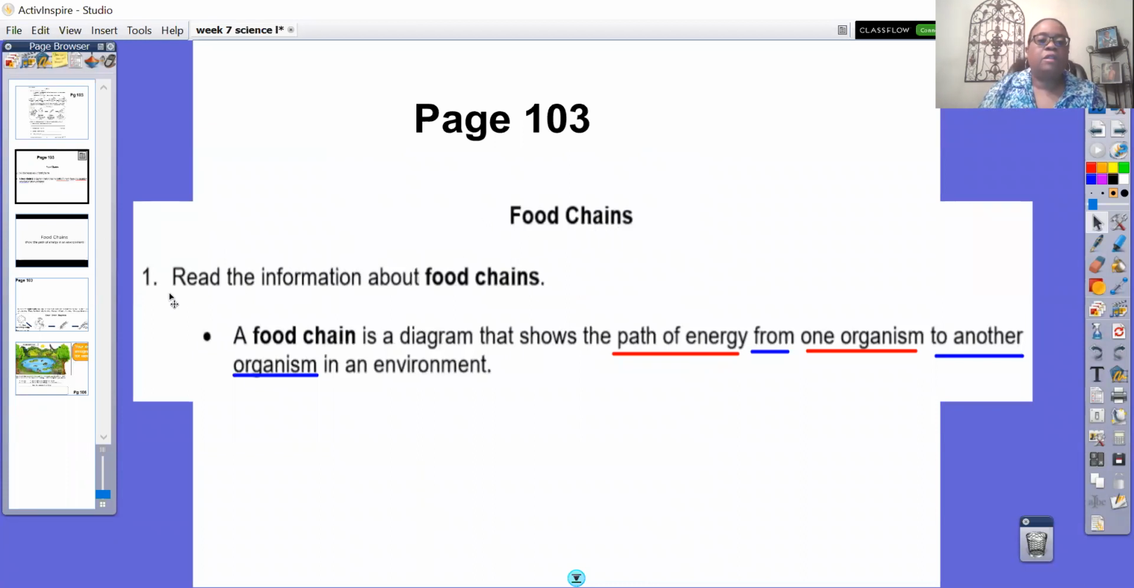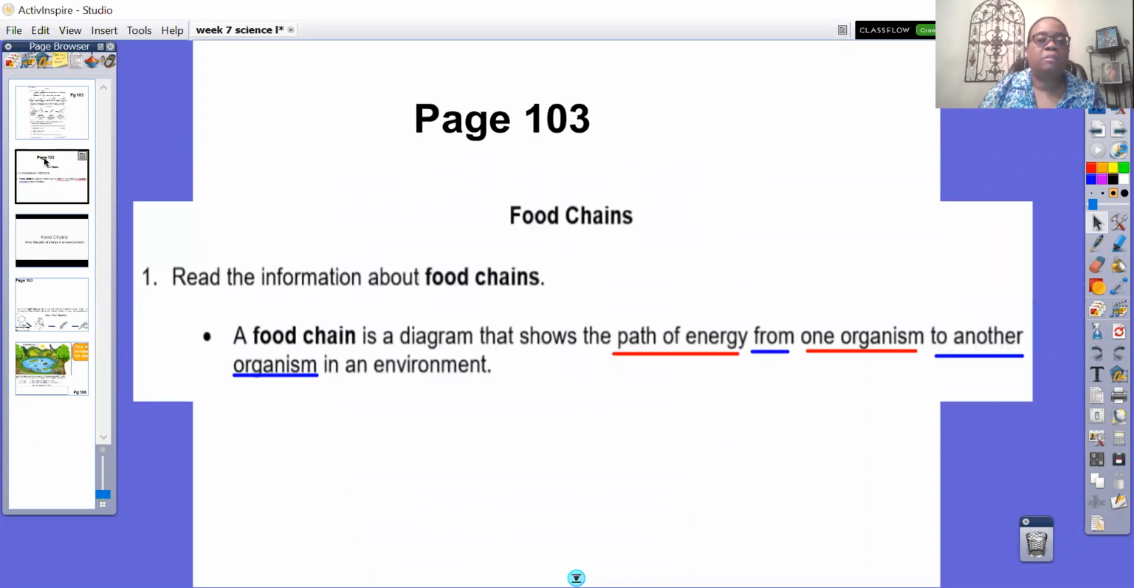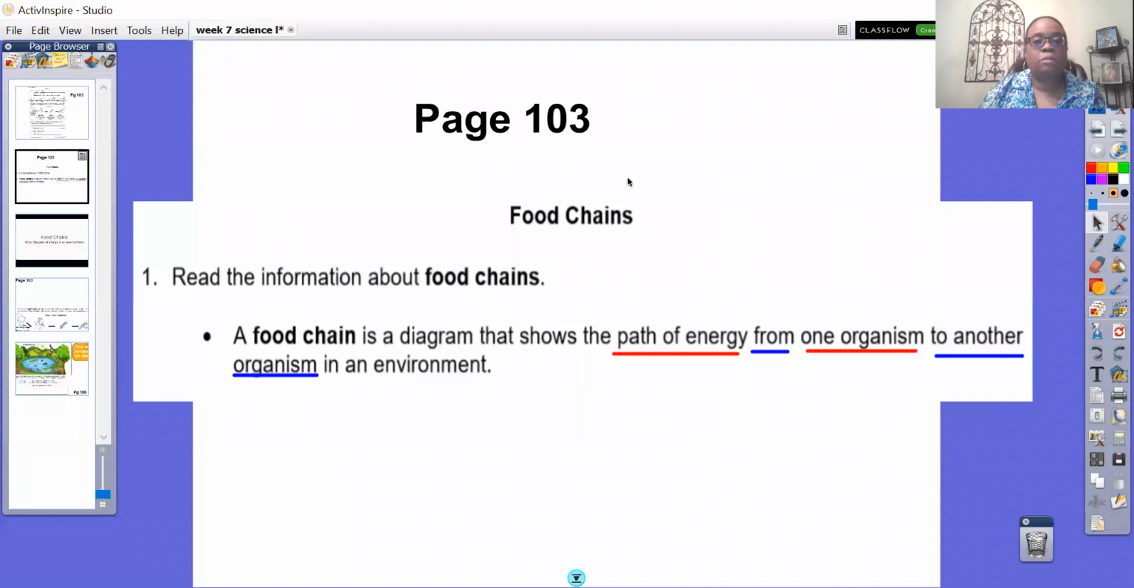On this page, I just took pieces of it and broke them apart, to help us read it better on the screen. So we are on page 103. This is still page 103.